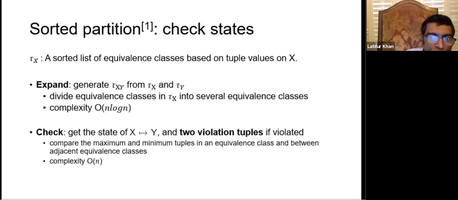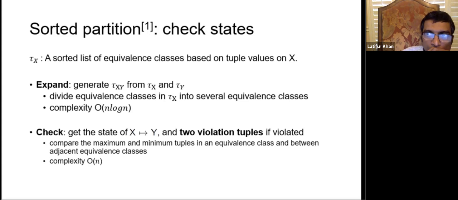Another operation, check, is to get the state of candidate X orders Y, and get two violating tuples if it is violated. This is implemented by comparing maximum and minimum tuples in an equivalence class and between adjacent equivalence classes. As to the check operation, it is very crucial that it just returns two tuples rather than all tuples involved in the violation. Remember that every time I say violation tuples, that just means two tuples for each violated OD candidate.